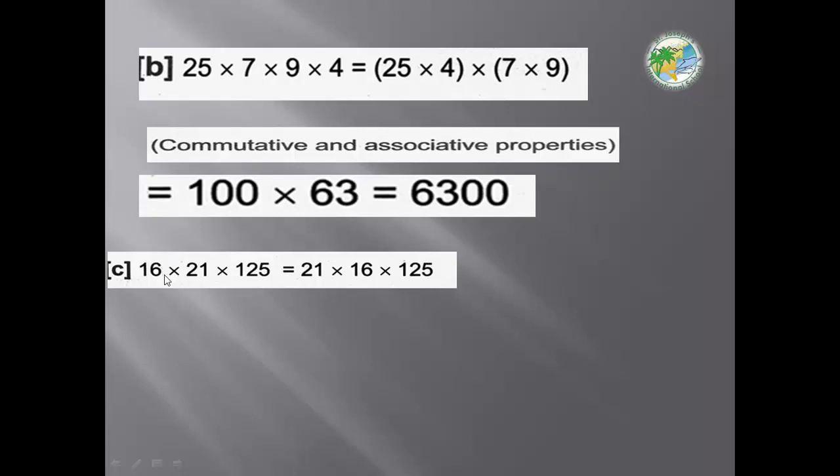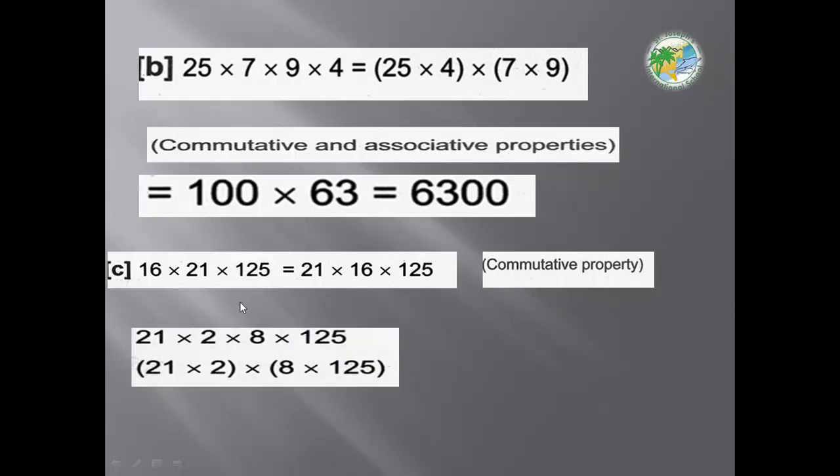Another question, 16 times 21 times 125. Change the place of any two numbers. We wrote 21 times 16 times 125 together. Then is this one property or two properties? One property. Then the name of the property is the commutative property.